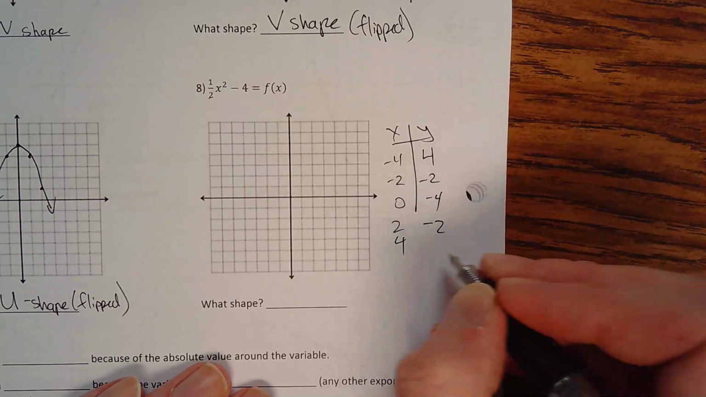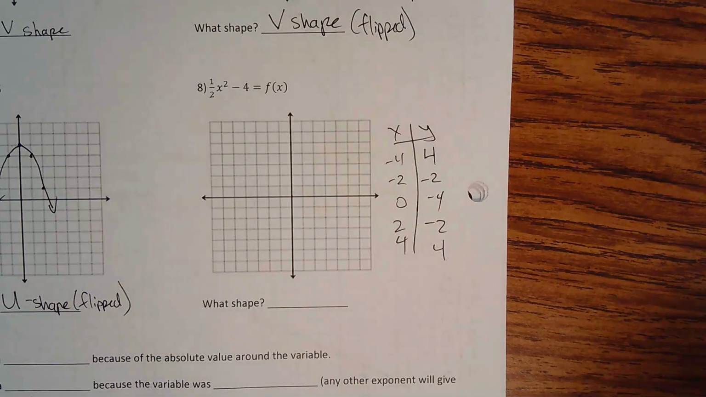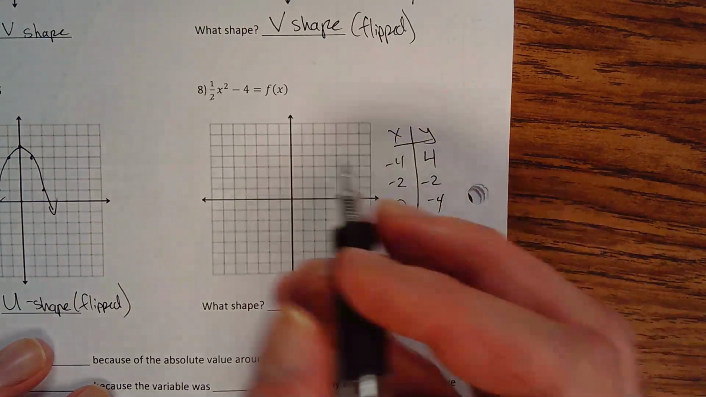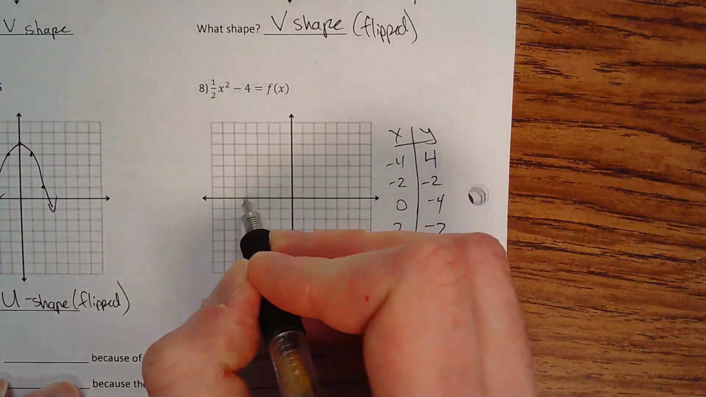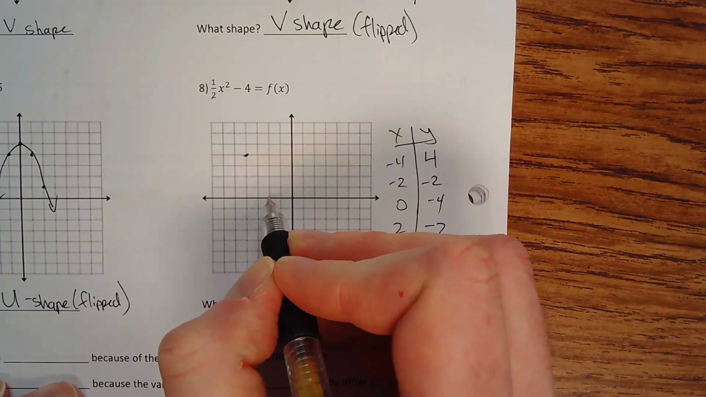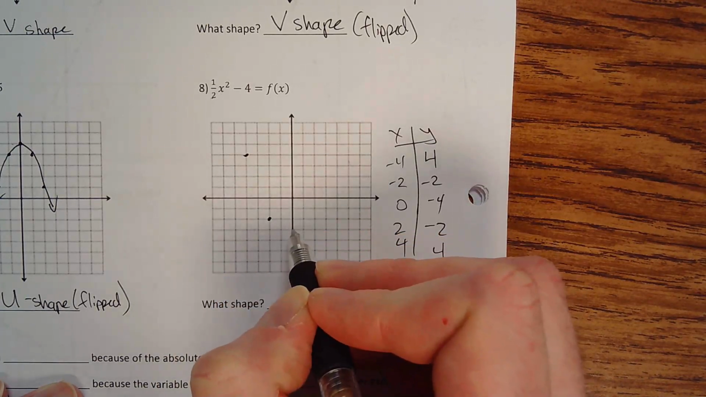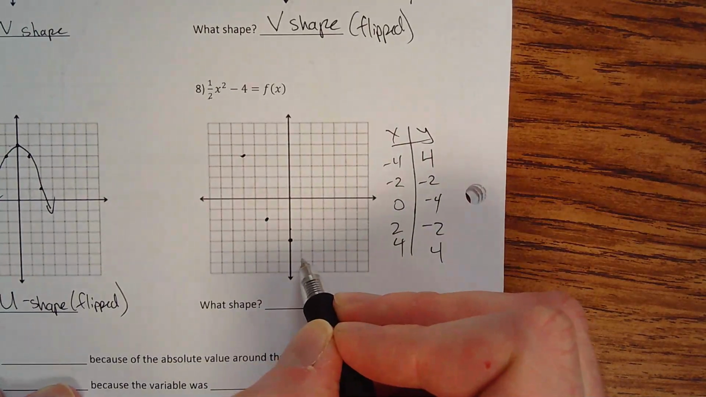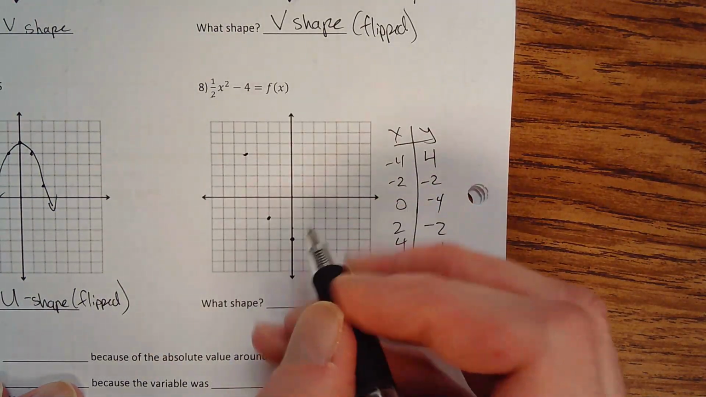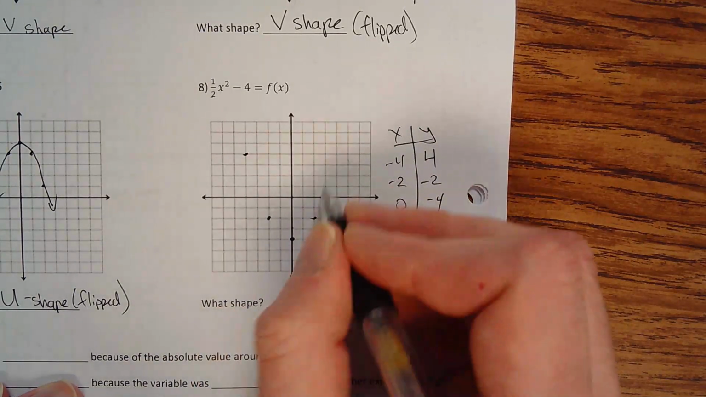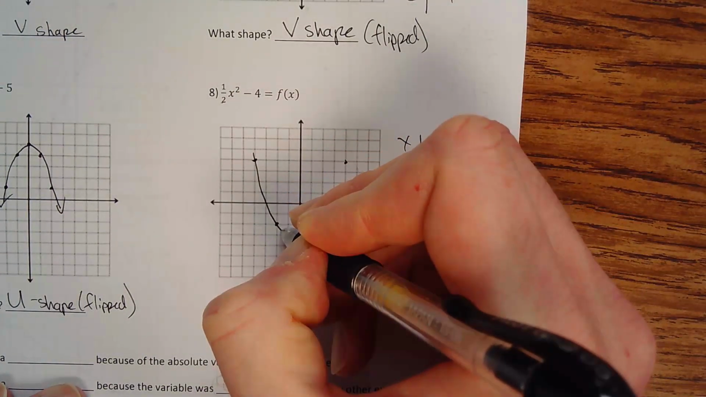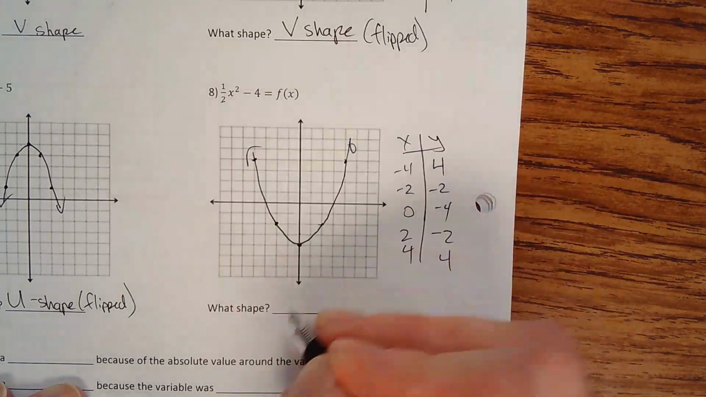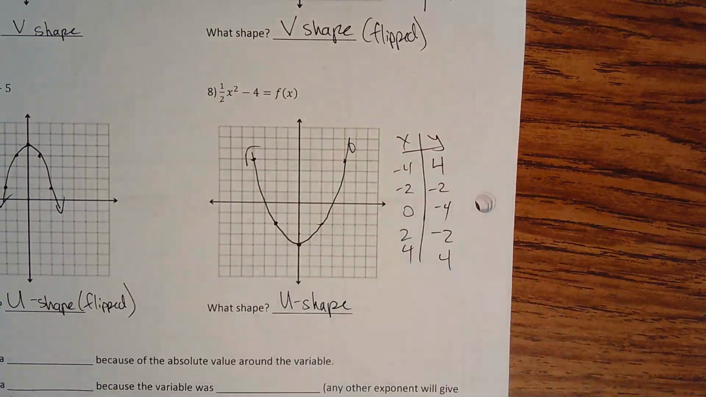And plugging these in, kind of speeding things up a little bit for us so we can quickly see this. When I plug this in, I'll go -4, 4. So -4, 4. -2, -2, 0, -4. So notice, not a straight line again. Those don't line up straight, they're actually curving. And then the next one, 2, -2, that's actually turning back up. Okay, and then 4, 4. So it makes a U shape here, makes a U shape. And this one's not flipped, it's straight up and down.